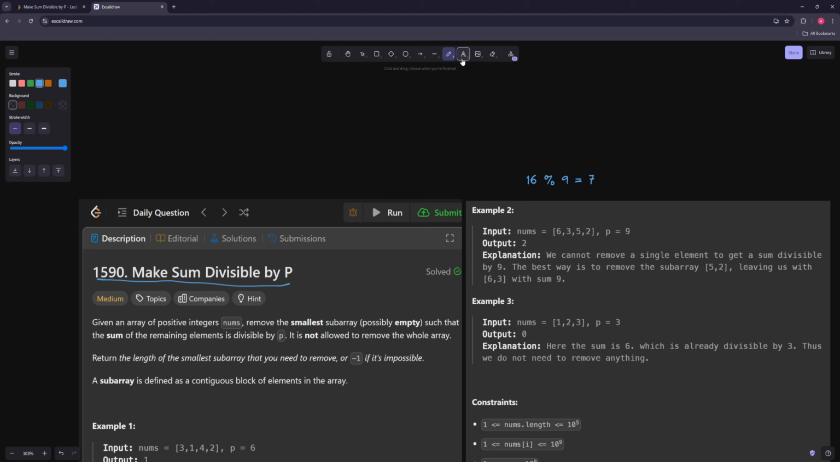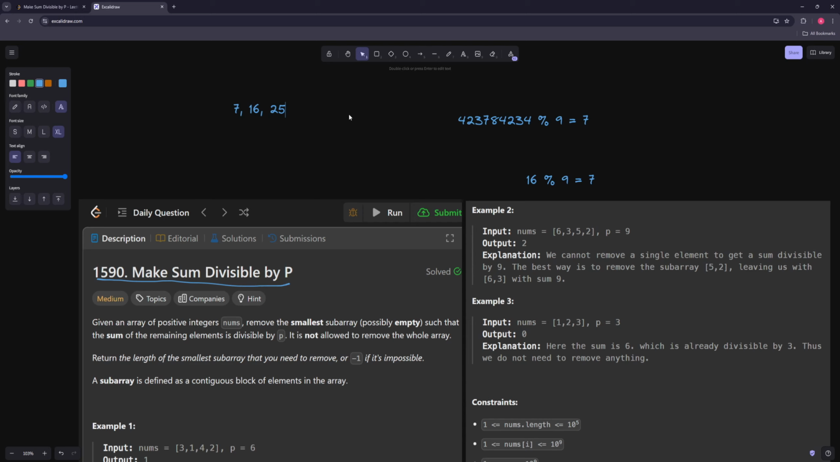This number could be really big. Imagine this number is some random number, like this. Obviously this is not the case, but let's say it is. We don't have to necessarily remove 7. We just have to remove something that when we mod it by 9, we get 7. So we can remove 7, we can remove 16, we can remove 25, any of these, as long as we're not removing the whole array.